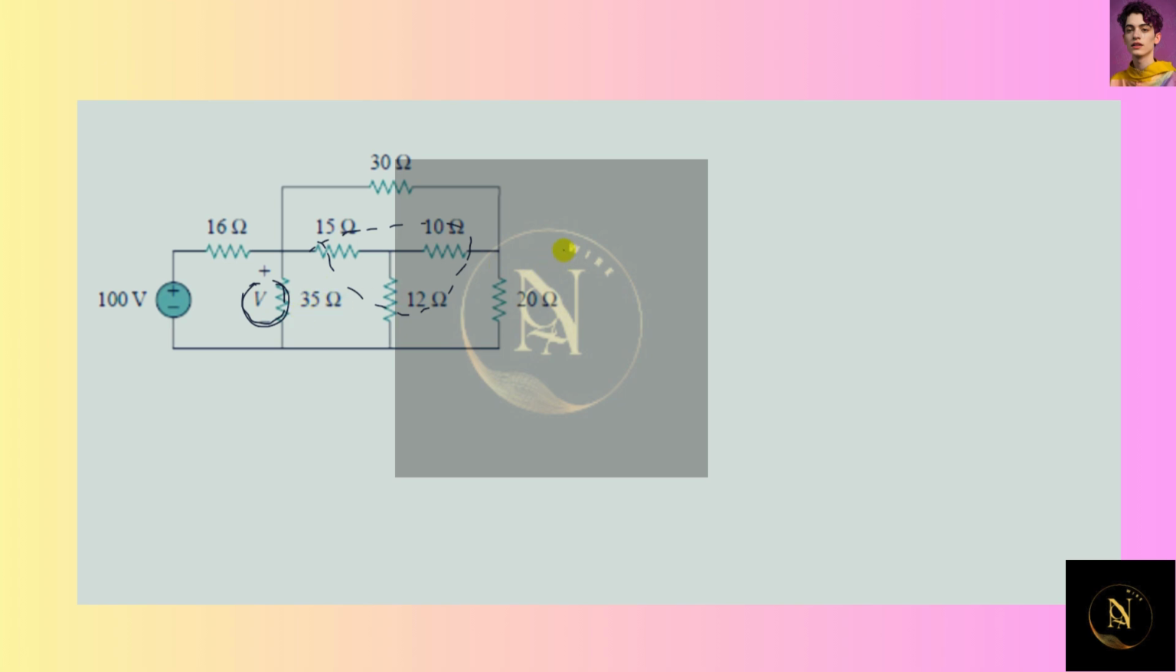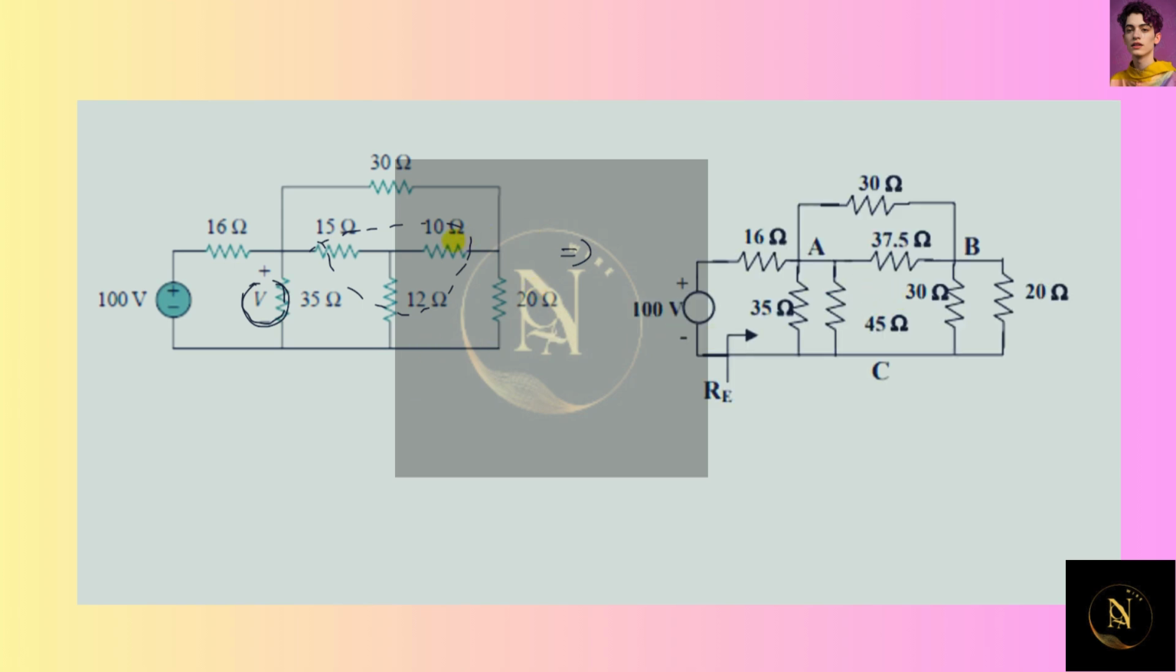So here, and this would be in this figure. Let me show you the figure. So here we have named these nodes as node A and node B. So here we can calculate RAB. So RAB is calculated as 15 multiplied with 10, so this is 150, plus 10 multiplied with 12 is equal to 120, and then 15 multiplied with 12. So this would be 15 multiplied with 12 is equal to 180.